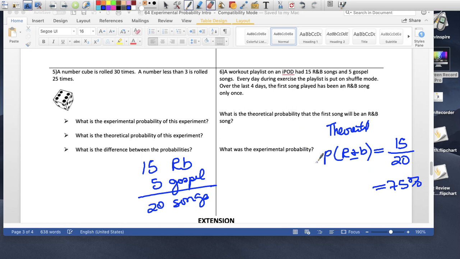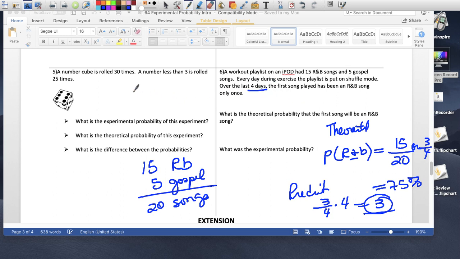If I make a prediction now, I can use 15 over 20 or 3/4. I'll write 3/4. So in my prediction, if I get 3/4, and how many times am I going to press play? I'm going to press play 4 times. Over the next 4 days, if I press play, 3/4 times 4 is 3. So I'm expecting that if I press play 4 times, 3 of those times is going to be an R&B song. Did that actually happen?